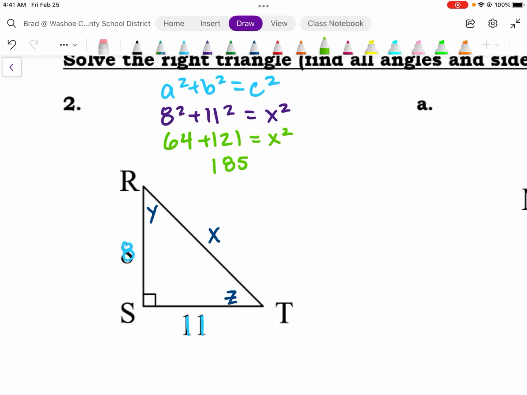Let me double check that for 64 plus 121 on my calculator here. Yep, 185 is equal to x squared. Now I'm going to go ahead and take the square root of both sides. And when I break down that, I get 5 and 37. We don't get any ones that are breaking down for no reason. So we're going to call x either the square root of 185, or if we want to go ahead and do that, as a decimal, 13.60. Okay. Well, it's 601, but we'll call it 60.